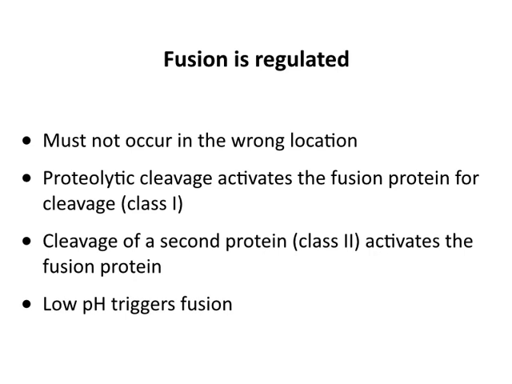Remember that the cleavage has to be made to expose the N-terminus, which is basically the fusion peptide. For class 2 fusion proteins, there's a second protein that sometimes covers them that has to be cleaved in order to allow fusion to occur. And in all of these cases, it's also low pH that's needed. So there are two checks that keep the virus stable, the cleavage of the fusion protein and the low pH.